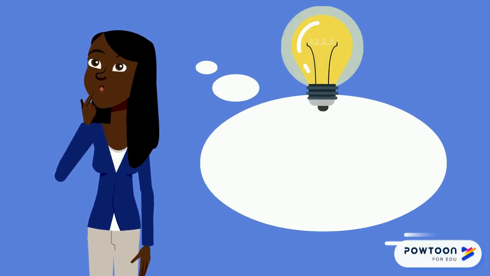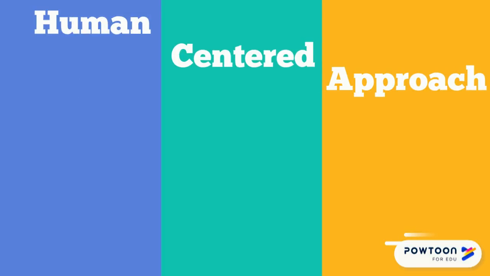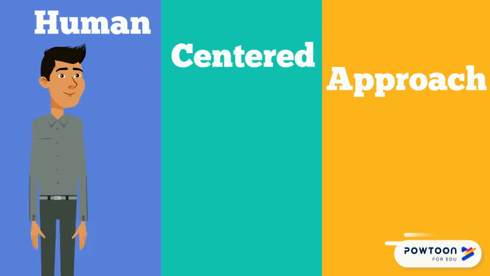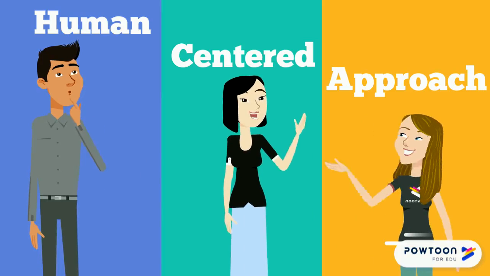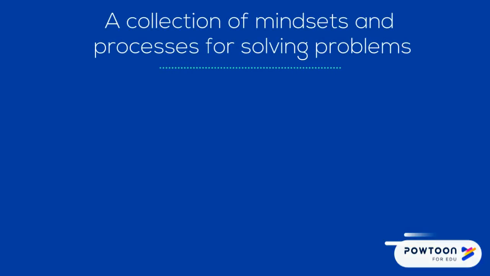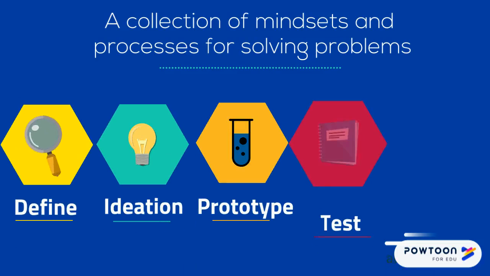To begin, you might be wondering, what is design thinking? Most importantly, design thinking is a human-centered approach. That means looking at the human experience in order to make things better or solve problems. Design thinking is not one particular definition. It is a collection of mindsets and processes for solving problems. Some common stages include define, ideation, prototype, test, and share.